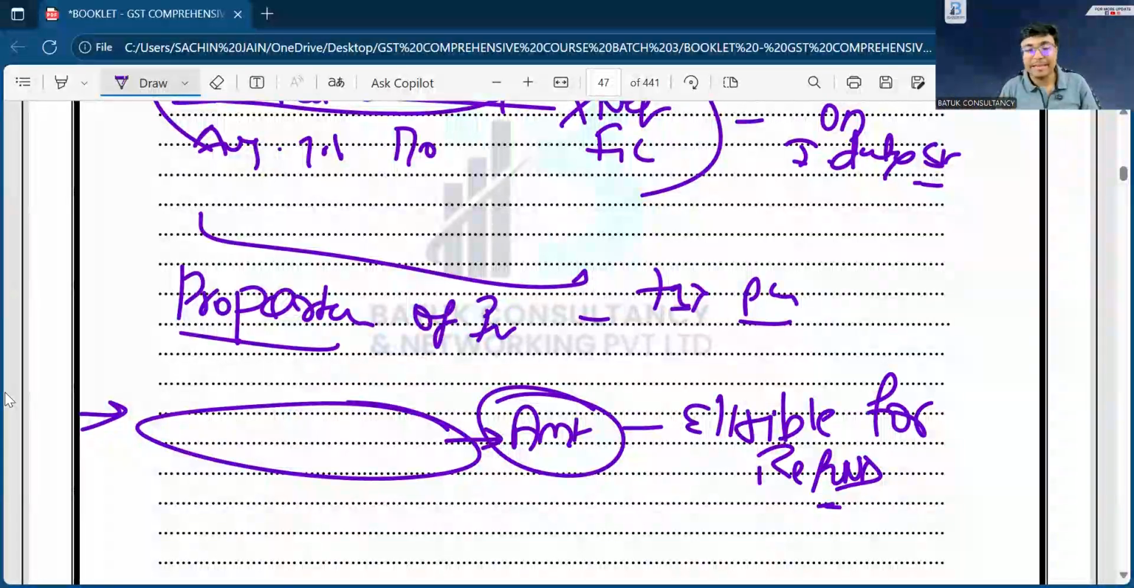Now sir, in case of refund, I am going to give a very detailed explanation of certain sections, because these are completely related to our practical purpose. Now, the amount eligible for the refund.